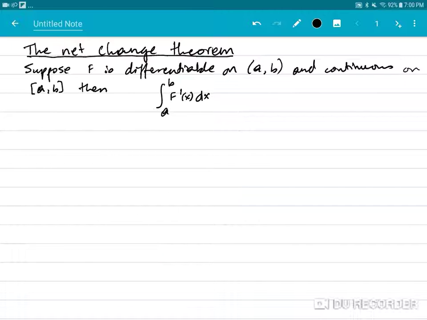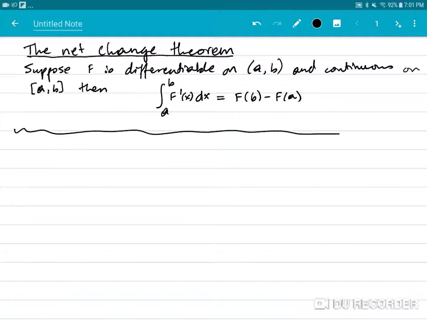Then what it says is, if you calculate the derivative of the function and you integrate the derivative of the function from a to b, what you get is the function at b minus the function at a. So this is what the net change theorem says. If you know the rate of change of the function, then you can find how much the quantity changes within that time interval from a to b. All you need to know is the rate.